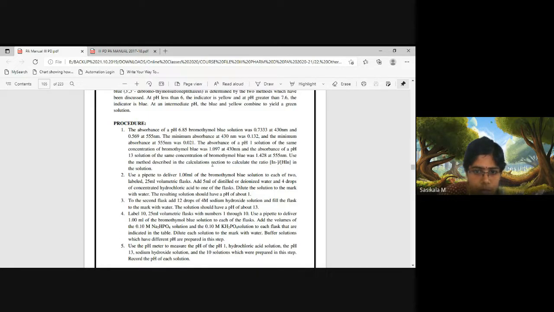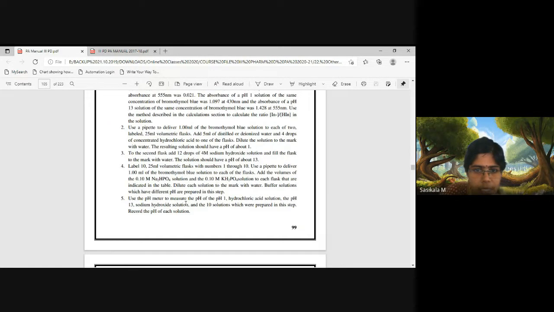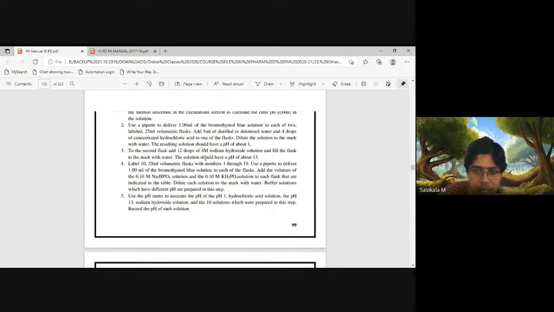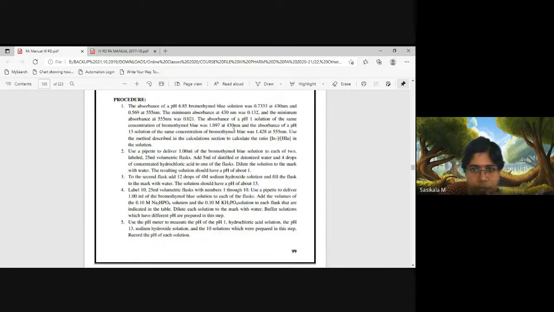Okay, pH 1 solution, how do we need to prepare? With concentrated hydrochloric acid, for 1 ml of bromothymol blue. This is one set of solution. So this pH 1 solution only has been given at 430 nanometer with this absorbance value. Likewise, we need to prepare the pH 13 solution with 4 molar sodium hydroxide. This is the role of using hydrochloric acid and sodium hydroxide.